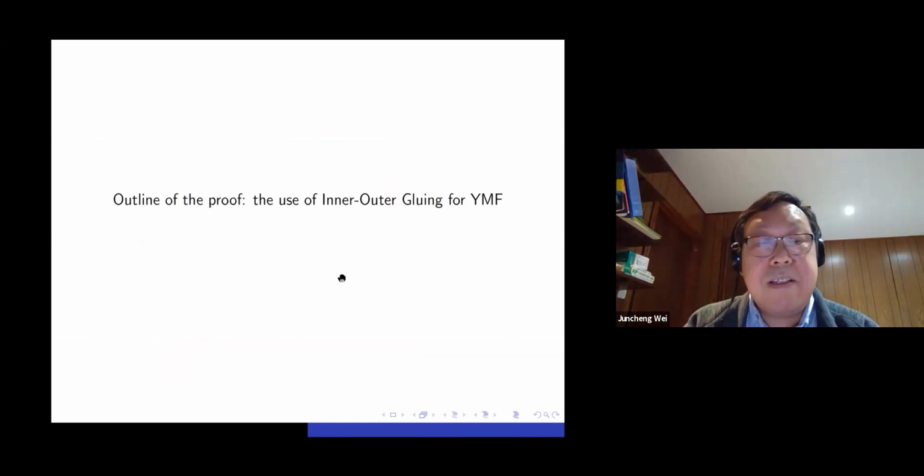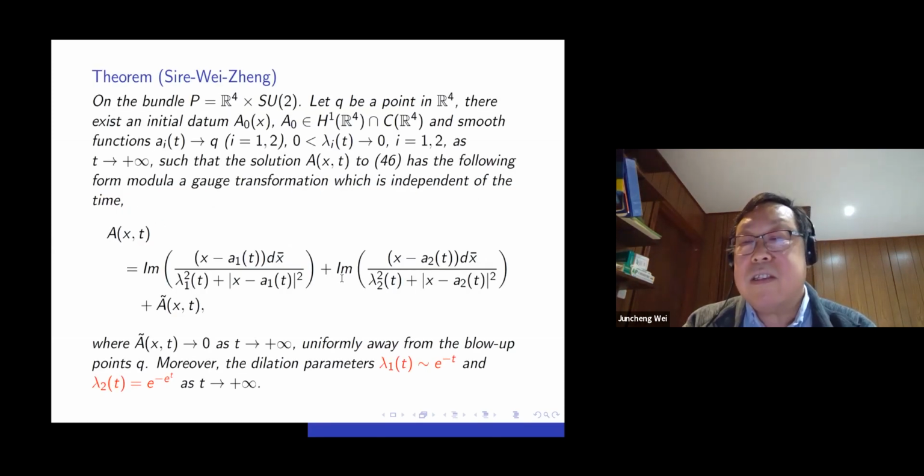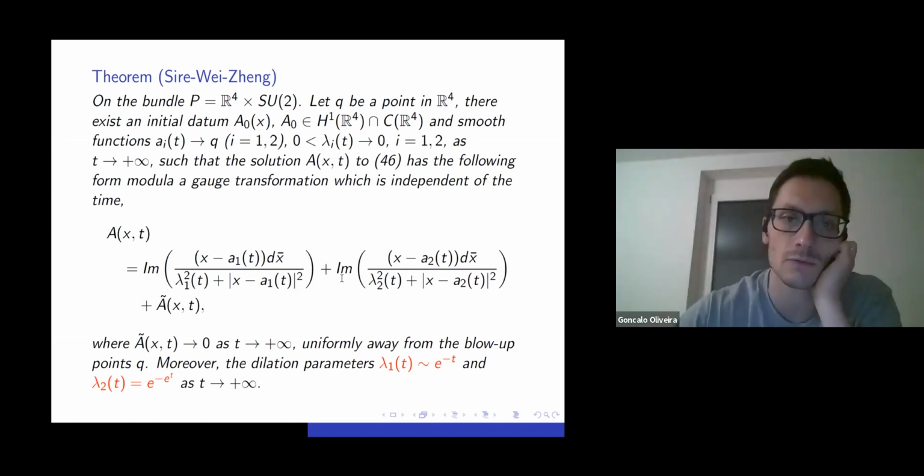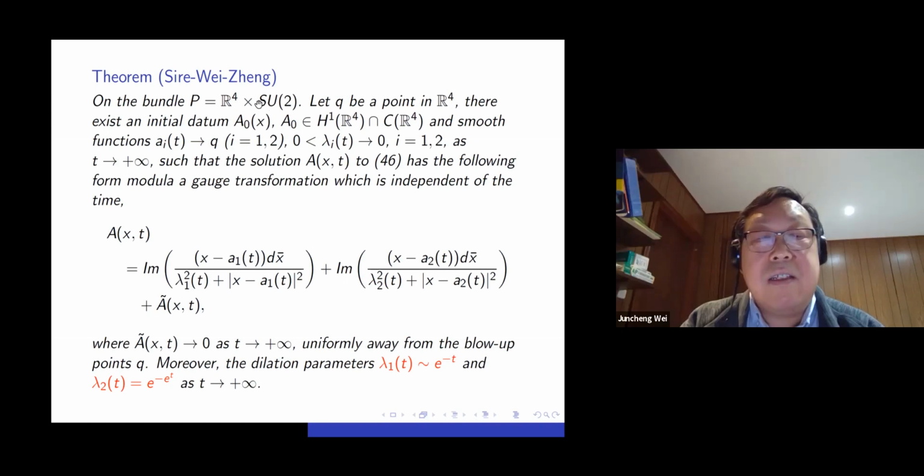Okay, let me just give an outline of the proof. Are there any questions, remarks? Yes. This is just with the gauge group SU2 or SU2 times SU2? Just SU2, R4, just SU2, yeah.